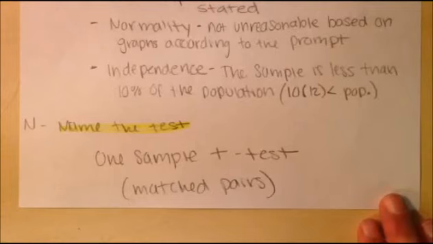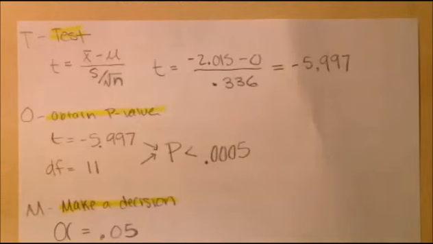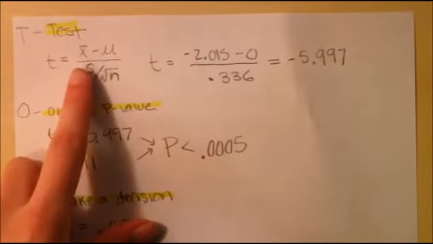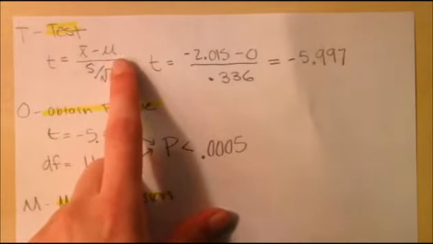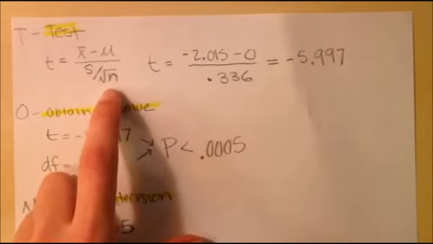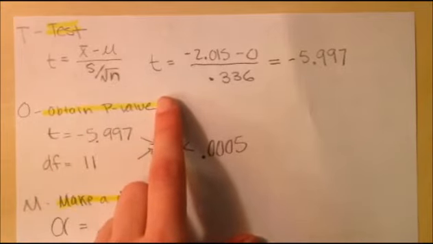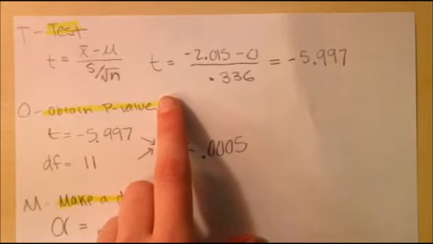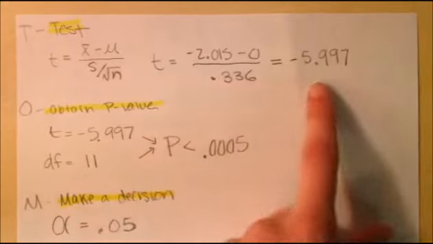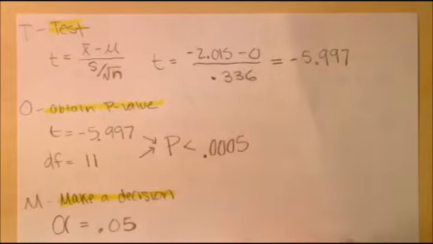Next, we go to name the test. In this case, we'll be using a one-sample t-test, and we'll be doing matched pairs. From there, we can move on to test statistic. The equation for a t-test is the sample mean minus the population mean, over the sample standard deviation divided by the square root of the number in your sample. If we plug in these numbers, which we get from the Minitab output shown in the prompt, we get a t-value of negative 5.997, or negative 6.0.